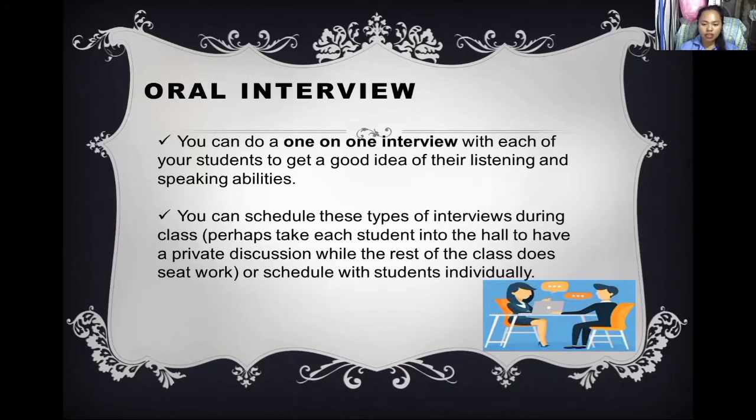So in terms of oral interview, it helps with the listening of the student. We are the ones who need to observe and evaluate it. And in terms of the speaking ability of our student, we check how they pronounce, if the vocabularies that they have are good, and if their grammar structures are fine and upgrading. Okay, so that's how oral interview can help.